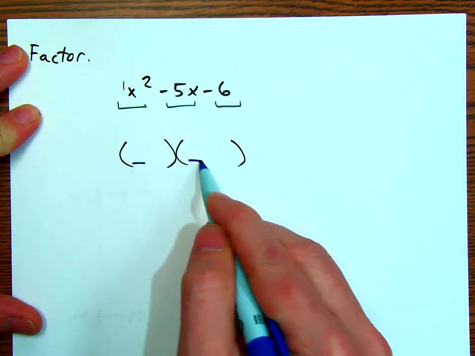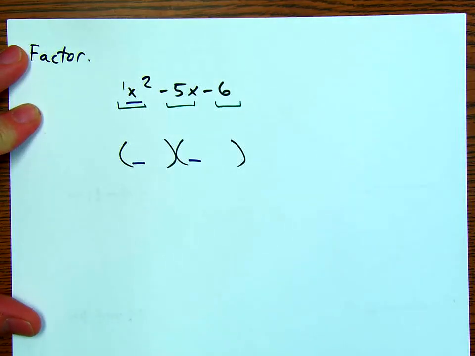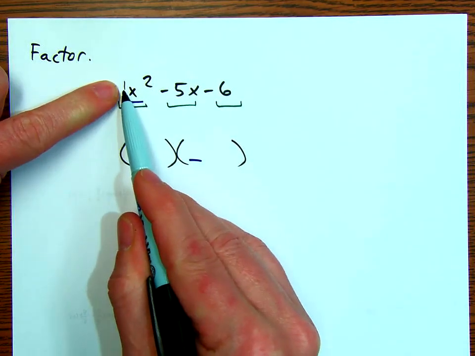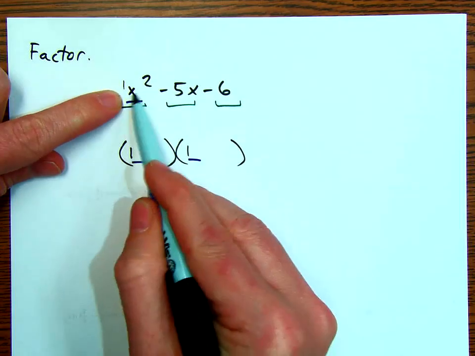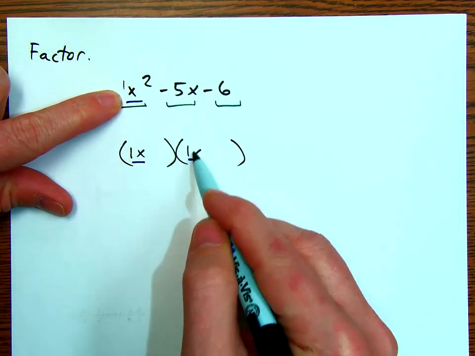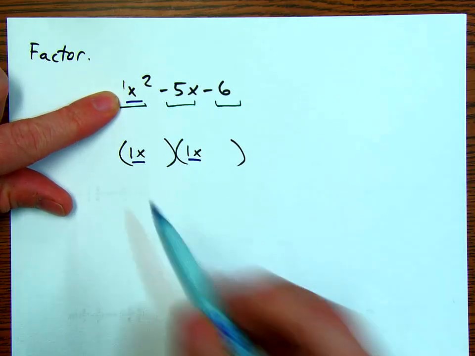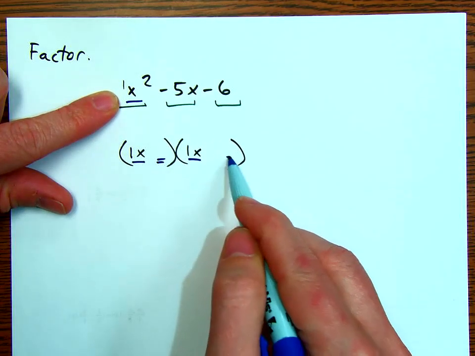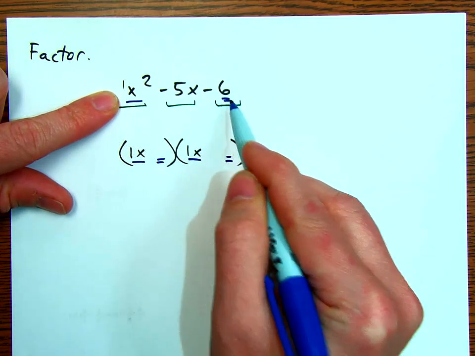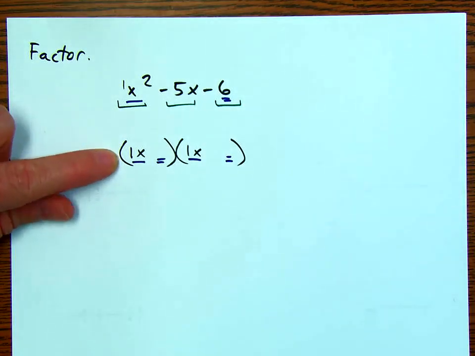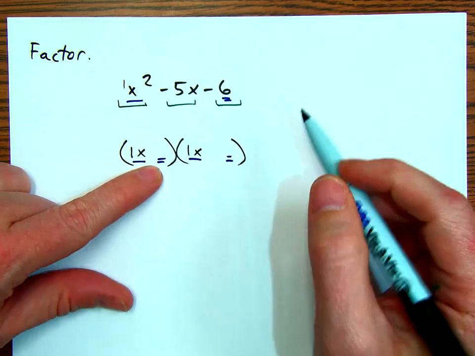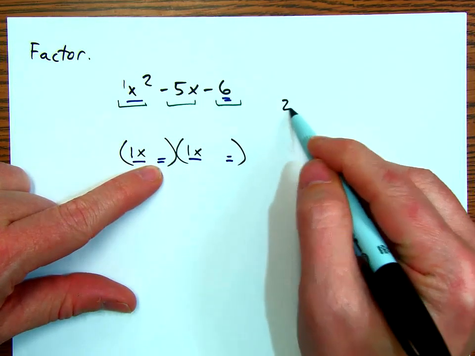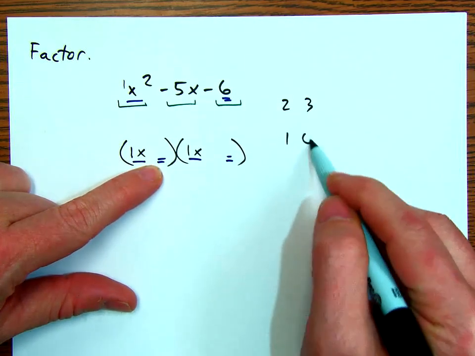I know that these first two have to multiply to x squared. And again, since it's just 1, the only multiples of 1 are 1 times 1, and the only multiples of x squared are x times x. So not a lot going on here, again, but we're going down the list of things that must make these two binomials. Again, these two have to multiply to 6. So our options are what? 2 and 3 or 1 and 6.